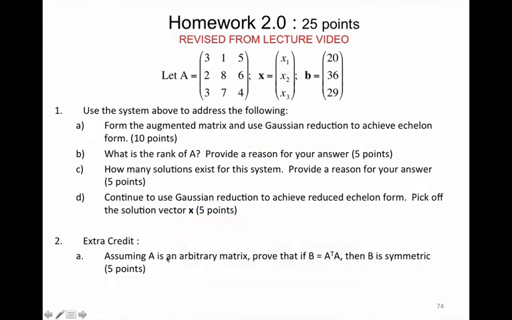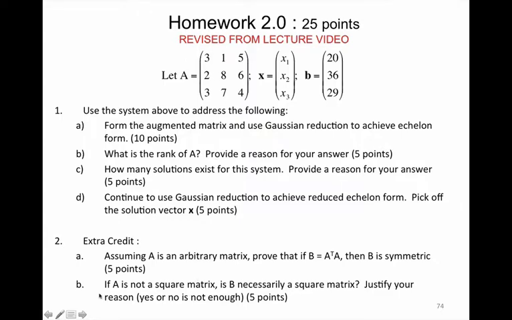Keep in mind on this extra credit that you are proving something in general. A is an arbitrary matrix, which means it is not this one up here. It's anything. It isn't necessarily square. It could have more rows than columns. It could have more columns than rows. But whatever you have, prove that if you form a matrix B by taking A transpose A, then B will always be symmetric. So that's worth 5 points.